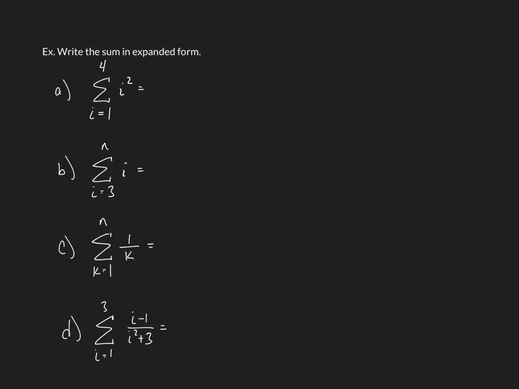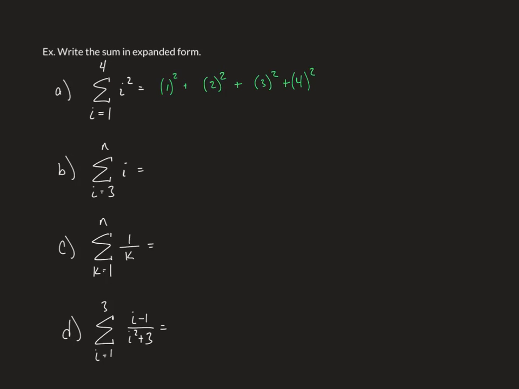Okay, so we've got a few examples here, and we're going to write this sum in expanded form. So in this first case, our function is I squared, and our index says to start at 1. So the first thing I'm going to do is plug in a 1, right? I'm going to have 1 squared. And then I'm going to plug in the next integer after that, which would be 2, and I have to add those together. And I have to do the same thing for plugging in a 3 and plugging in a 4. And I'm stopping at 4 because that's where it says to stop plugging in integers.